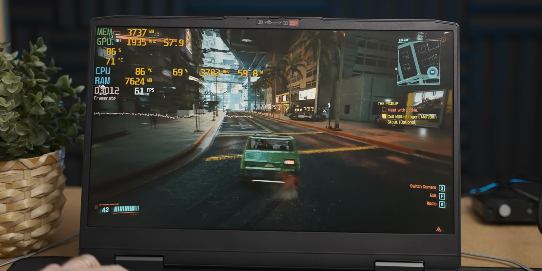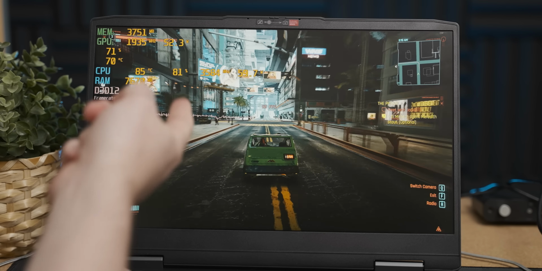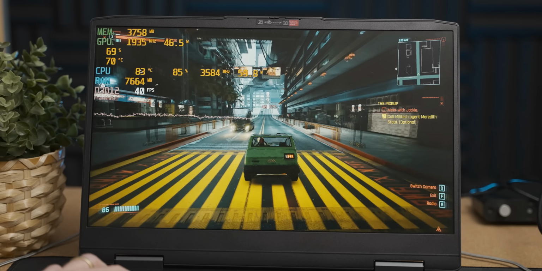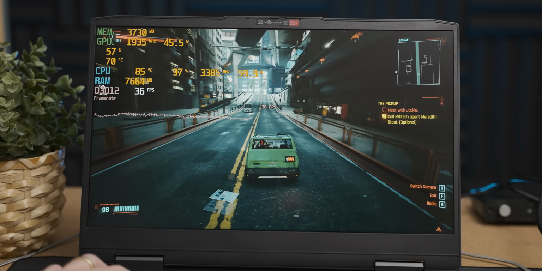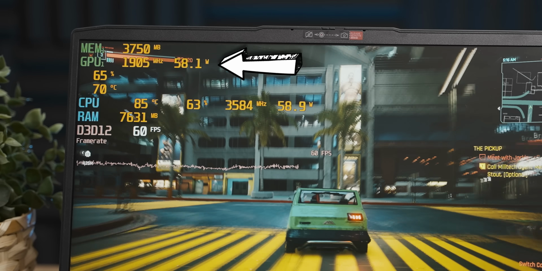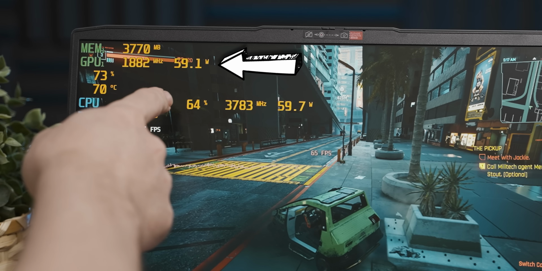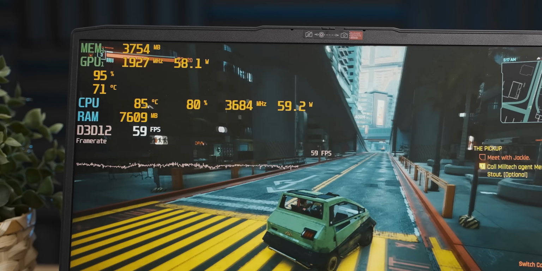There is some quite wild frame rate fluctuation. It occasionally goes down below 30 frames per second, which is not ideal. Now, when it comes to GPU power draw, we're maxing out at 60 watts, which means this isn't the most powerful configuration of an RTX 3050 Ti at 80 watts, but it's not a particularly weak one either.